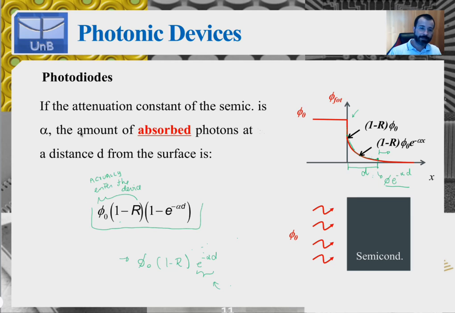Now, since this gives us the amount of absorbed photons at a distance d from the surface, from the interface, we can use this in order to find a more specialized expression for the quantum efficiency. Okay, but there's a third factor which has to be taken into account, right? So the first one is the reflectivity at the interface. The second one is the actual absorption along the material. So the optical power or the photon rate is going to decay exponentially along the length of the material, the length of the beam.